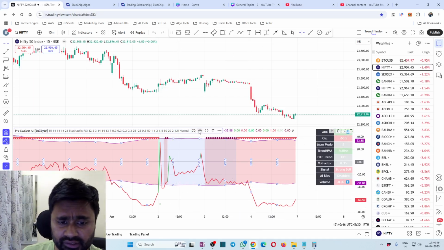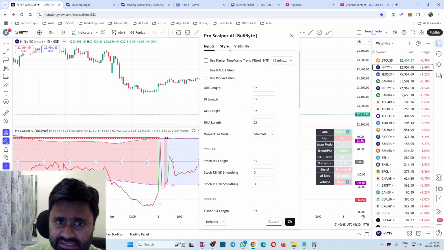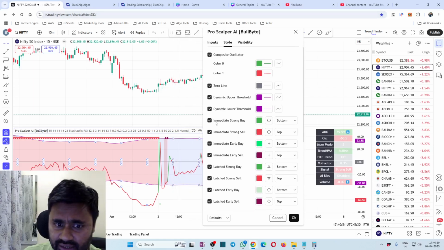And then if you go to settings and style, you can see that we have immediate and then we have latching.